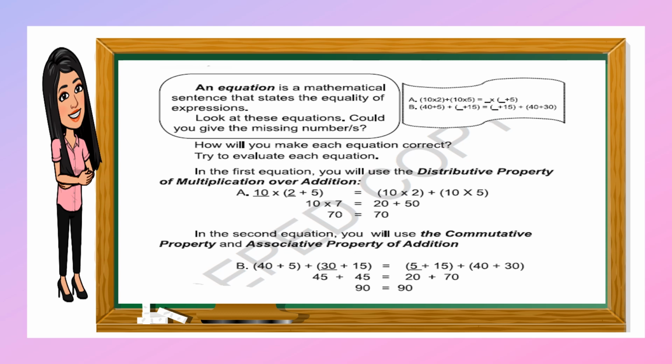In the second equation, you will use the commutative property and associative property of addition. So 40 plus 5 plus 30 plus 15 equals 5 plus 15 plus 40 plus 30. So we have here 40 plus 5 equals 45. 30 plus 15 equals 45. 45 plus 45 is 90. 5 plus 15 is 20. 40 plus 30 is 70. 20 plus 70 is 90. So they are equal.